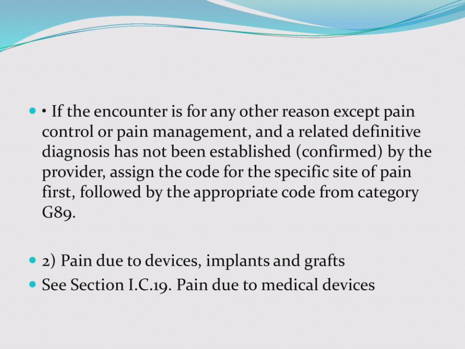If the encounter is for any other reason except pain control or pain management, and a related definitive diagnosis has not been established, confirmed, by the provider, assign the code for the specific site of pain first, followed by the appropriate code from category G89. 2. Pain due to devices, implants and grafts. See section I.C.19, pain due to medical devices.